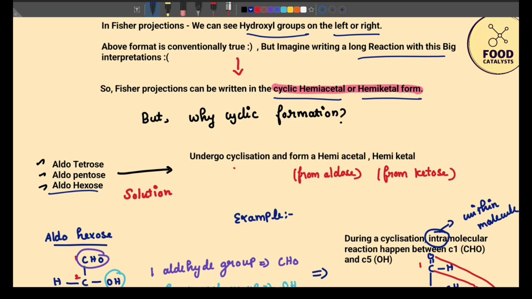While in solution, it will undergo a cyclization reaction, and in the cyclization reaction it will form two types of cyclic components. If the cyclic component is formed from an aldose, it is a hemiacetal. If it is a ketose, then it is a hemiketal. So how do the cyclic compounds first of all form?